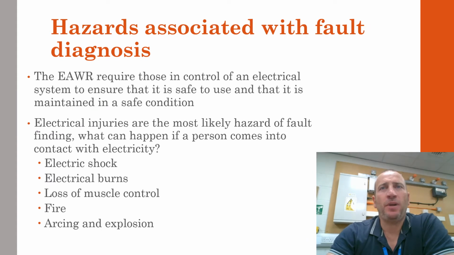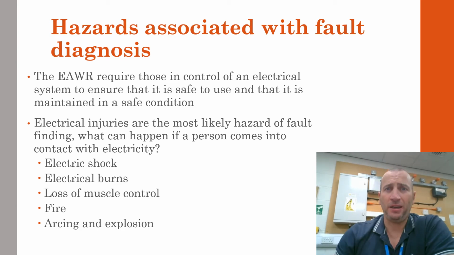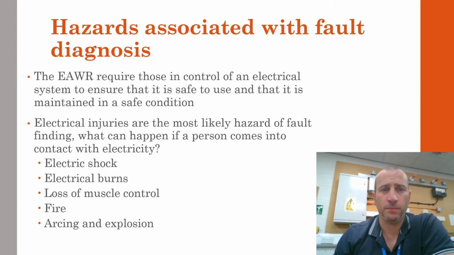The Electricity at Work Regulations require those in control of an electrical system, that is, the responsible person or the duty holder, to ensure that it is safe to use and that it is maintained in a safe condition. There are more than just electric shock hazards associated with fault finding. Some of the other injuries that can happen when a person comes into contact with live parts include electrical burns, loss of muscle control, fire, arcing and explosions.